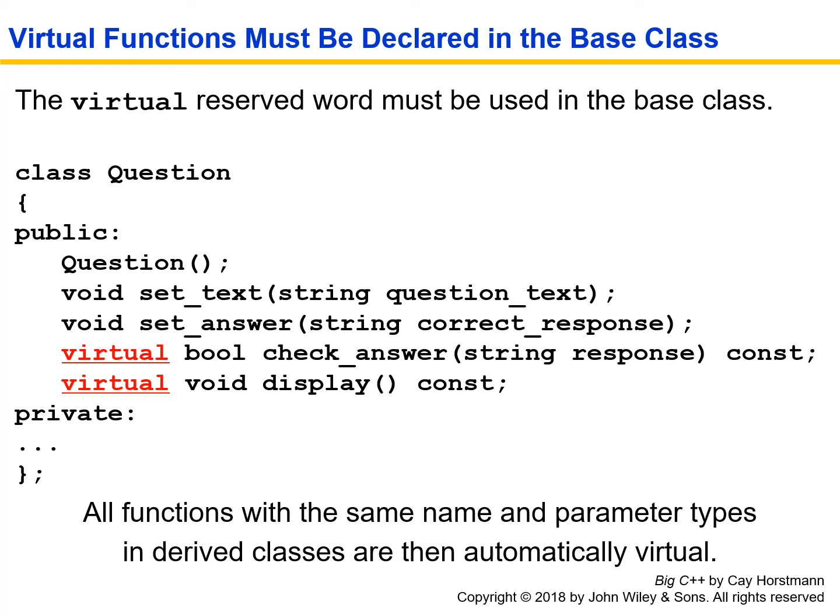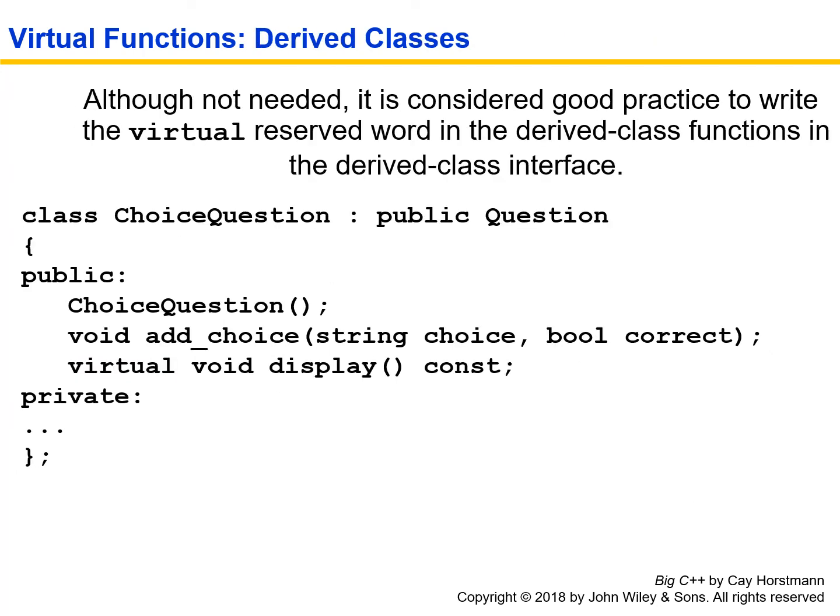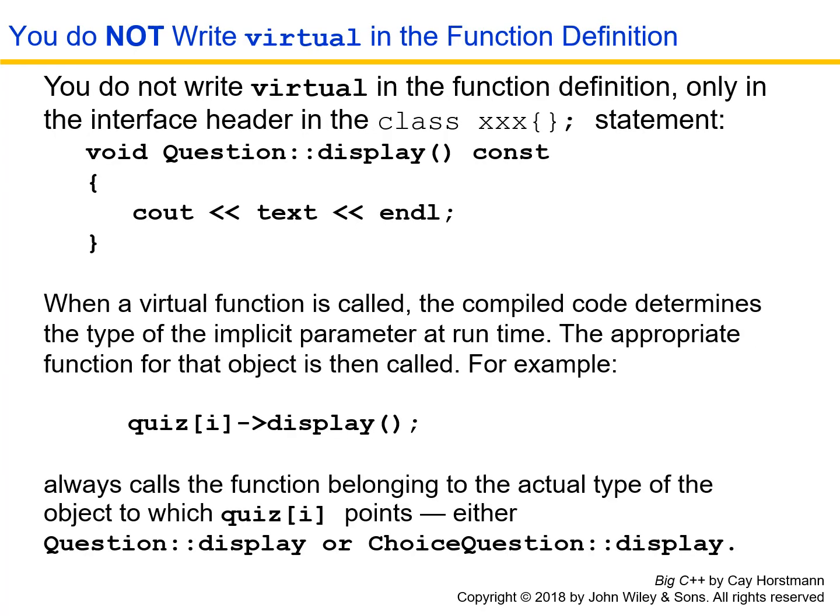All functions with that same name and parameter types in the derived class are then automatically also virtual. It's not necessary, but it's good practice to write the virtual reserved word in the derived class functions also, just to remind yourself that they are also virtual functions. You don't write virtual in the function definition, only in the class header statement.